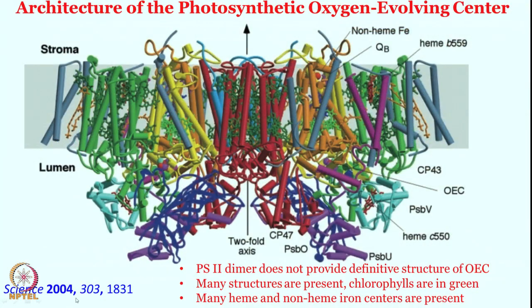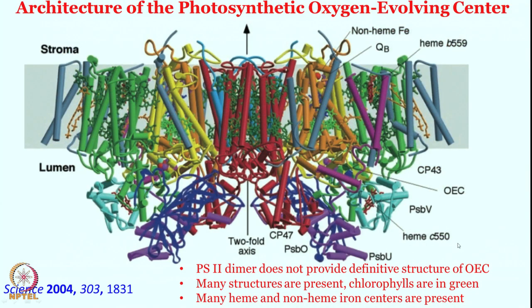Let's look at the crystal structure of the photosynthetic oxygen evolving center, or oxygen evolving complex. This is back in 2004. This is the crystal structure that was reported. Many centers are present, as you can see, non-heme iron centers, heme centers, and cytochrome centers. The one in green here is photosystem 2, and this is a great structure for photosystem 2. As you see, this is the oxygen evolving complex, in the chloroplast structure in green. Of course, this photosystem 2 dimer structure exists, but it still does not provide the definitive structure of the OEC.